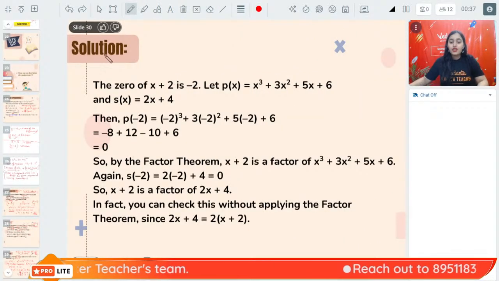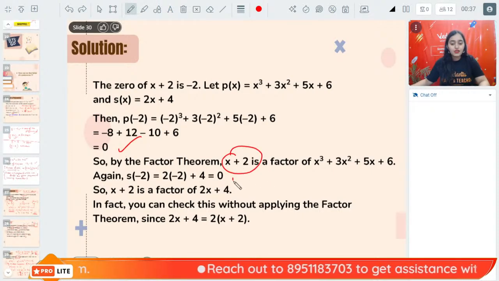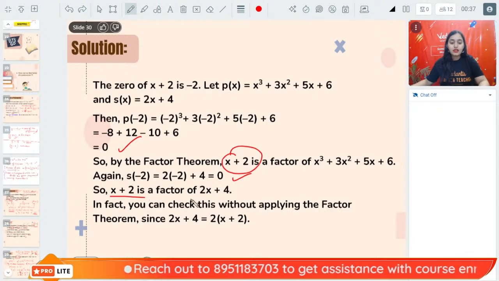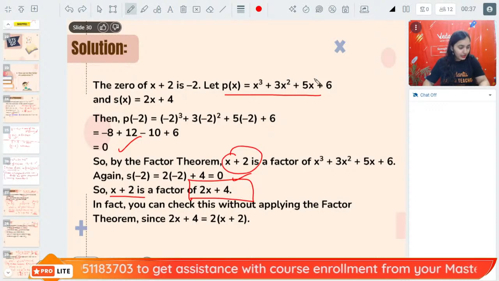Right. So we have proved that it is coming 0, and similarly for x plus 2 in the other polynomial too, when you put minus 2, you will get 0. Hence, x plus 2 is a factor of this polynomial as well as this polynomial. Both of them.